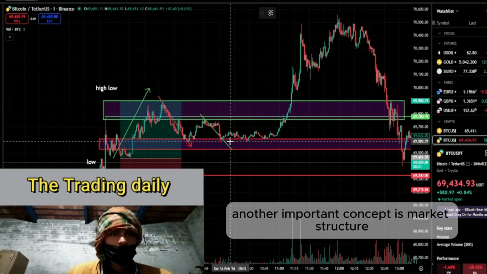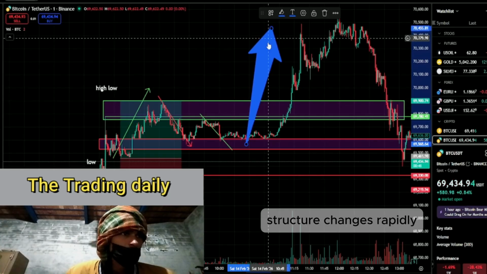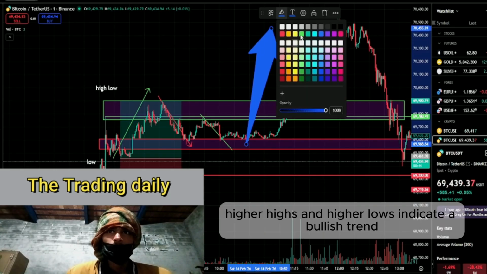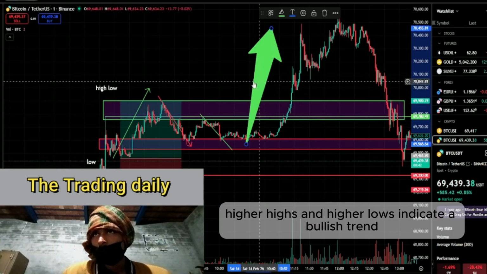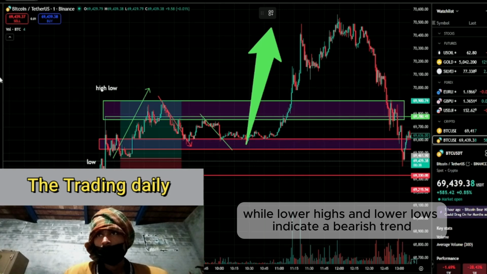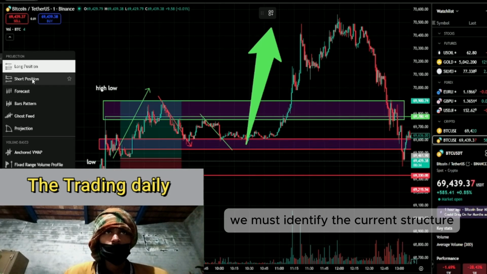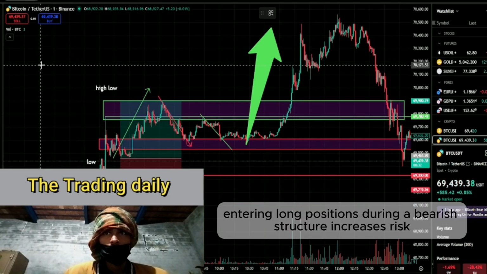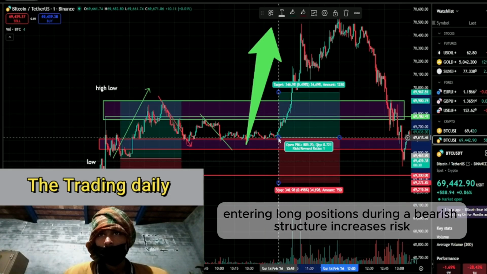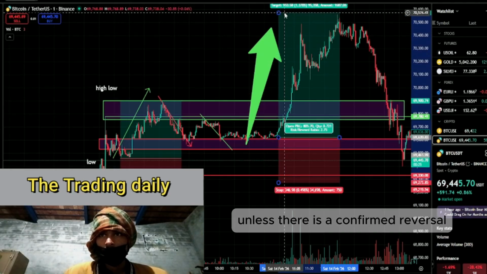Another important concept is market structure. On the 1-minute time frame, structure changes rapidly. Higher highs and higher lows indicate a bullish trend, while lower highs and lower lows indicate a bearish trend. Before entering any trade, we must identify the current structure. Entering long positions during a bearish structure increases risk unless there is a confirmed reversal.